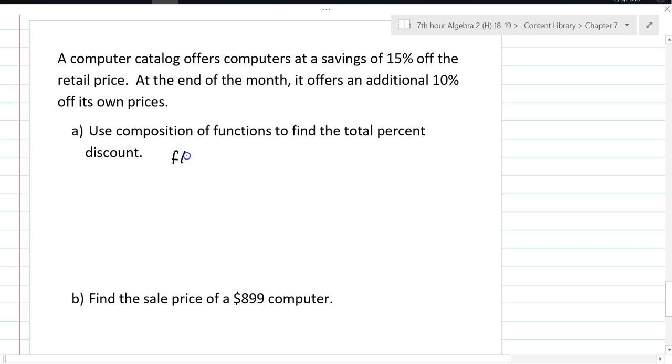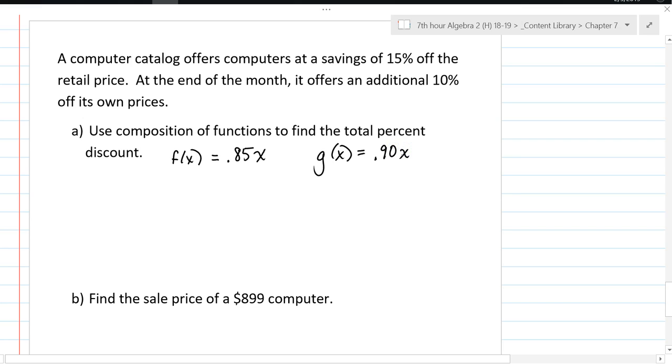So we've got two functions going on here. I'll call one f and I'll call one g. The first function is that you get 15% off the retail price. So if you get 15% off the retail price, then you're actually paying 85% of the original price. So that's the first function. And then the second function, we'll call it g, is that you get an additional 10% off of the price. So you get 10% off of whatever the price is. So if you get 10% off, that means you're actually paying 90% of the price.